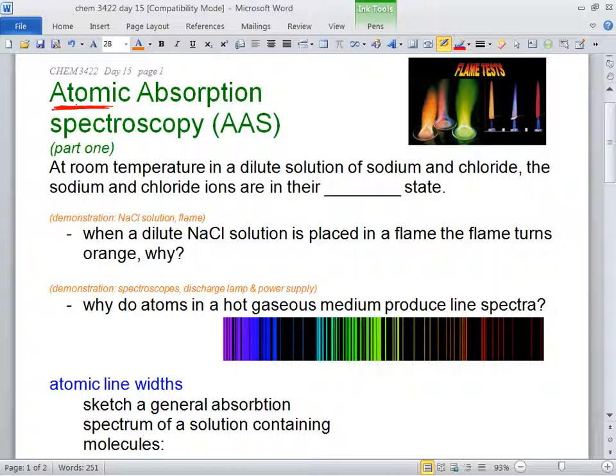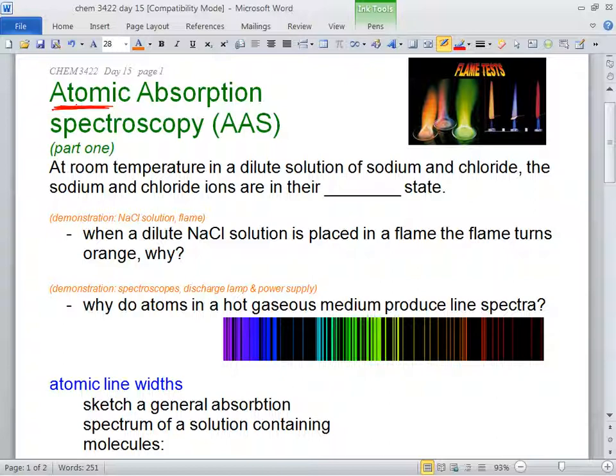Now, in solution, there'll probably be ions, right? So that's going to be a problem, and we're going to have to fix it. We're going to have to make those ions atoms, and then we can use atomic absorption spectroscopy. And we're going to see that atoms, just like molecules, absorb and can emit, but it's not going to be wide spectra at all. These are going to be really, really narrow. They're going to be lines. That's what we're going to see.